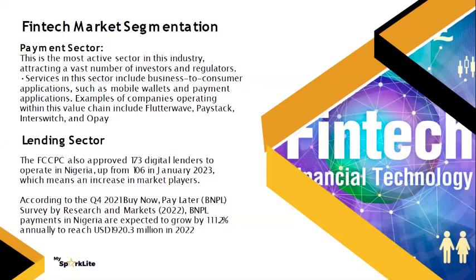But fintech has different segments. There's something they call fintech market segmentation, where each player is categorized into different sectors. So the main sectors of fintech is the payment sector. Now the payment sector is the sector that involves companies like Flutterwave, Paystack, InterSwitch, OPay. There are many more players in the payment sector. So payment sector is more like the digital banking sector, where people transfer money, receive funds, and that kind of stuff.